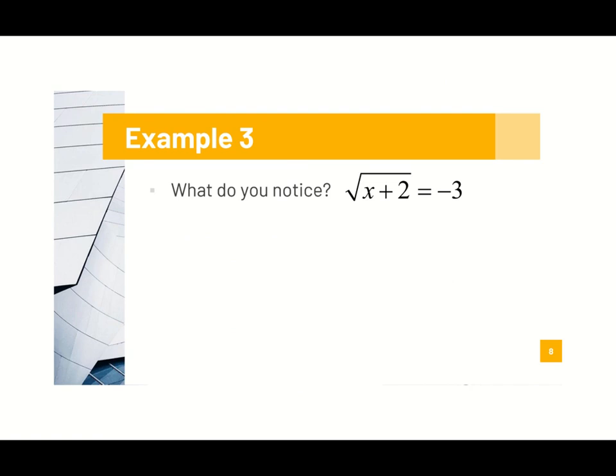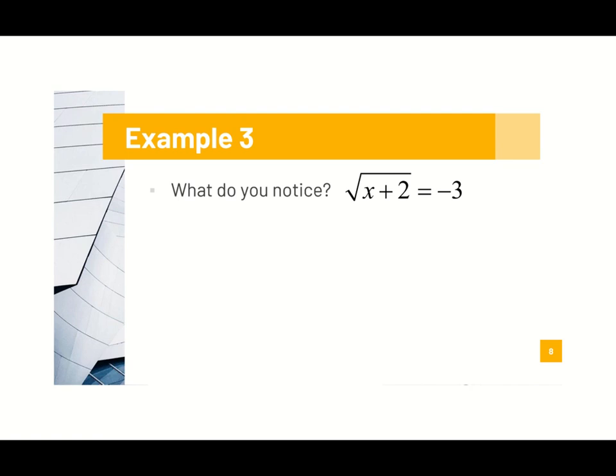And example 3. Looking at this equation, what do you notice? We have the square root of x plus 2 equals -3. Well, hopefully you notice our square root is equal to a negative. And we know we can't have a square root equal to a negative number because we can't take the square root of a negative, so we're never going to get a negative output. So we know that this is going to be no solution.